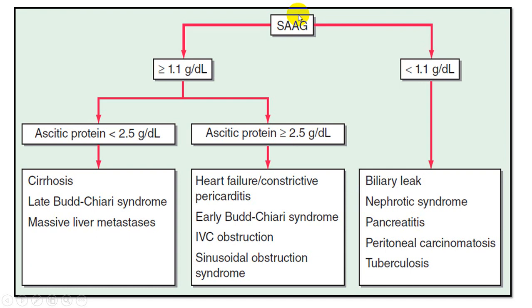it indicates that hepatic sinusoids are normal and are allowing the passage of protein into the ascites, as occurs in cardiac ascites or obstruction to the inferior vena cava. While if the ascitic protein level is less than 2.5 gram, it indicates that hepatic sinusoids are damaged and scarred and no longer allow the passage of protein, as occurs in patients with cirrhosis, massive liver metastasis, or late in patients with Budd-Chiari syndrome.